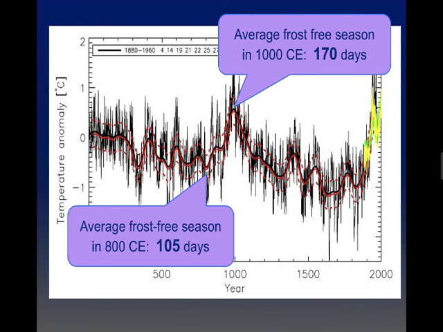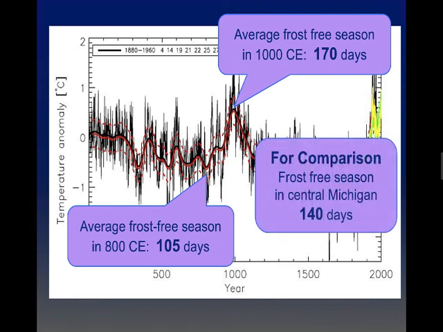Now, why is this important? Because corn and other grains need about 120 days. Central Michigan has 140 days right now. In other words, Denmark turned from being like Northern Ohio or Indiana to being like the Upper Peninsula of Michigan, and then back.